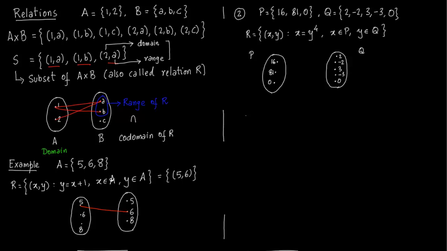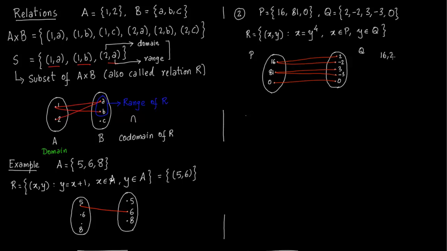So you see that 16 gets mapped to 2 elements, 2 and minus 2, because 2 raised to the power of 4 is 16 and minus 2 raised to the power of 4 is 16, and x is equal to y to the 4th. Similarly, 81 gets mapped to 3 and minus 3, because 3 raised to the power of 4 is 81, minus 3 raised to the power of 4 is 81. And 0 and 0 are mapped together, because 0 raised to the power 4 is also 0. So this is the tuple we get.